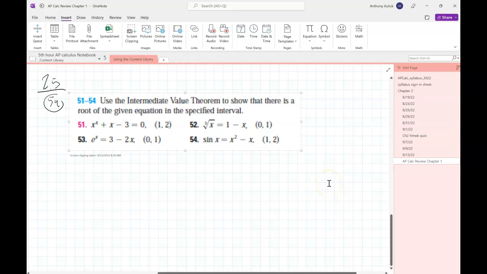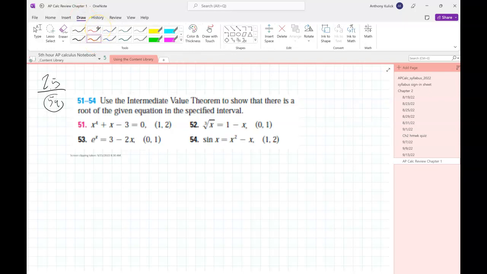All right, so it says, use the intermediate value theorem to show there is a root of the given equation on the specified interval. So what I'm going to do is when it asks me for a root, that's the same thing as solving the equation equal to 0, right?